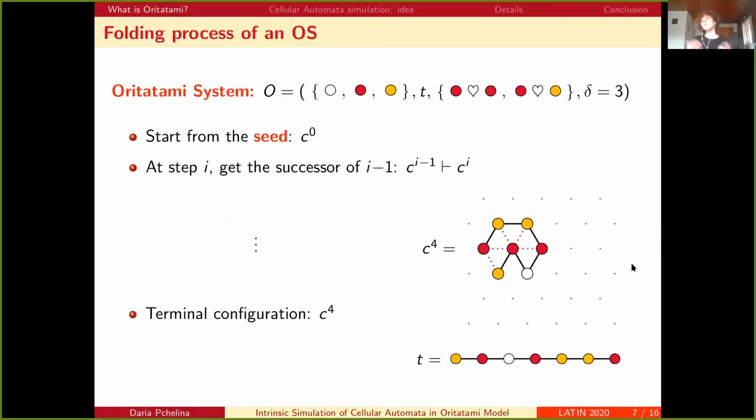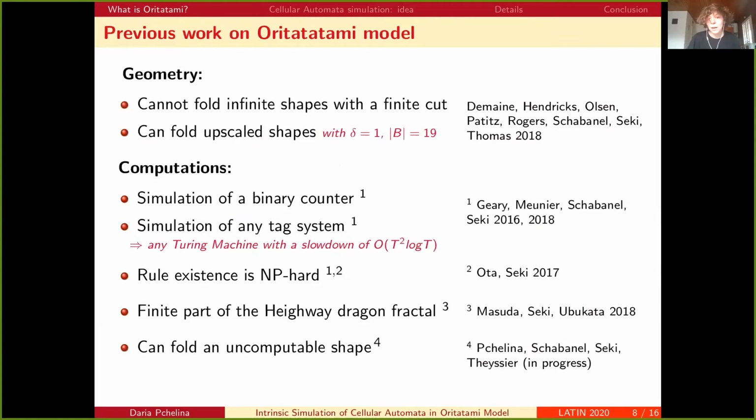So now we have the full theoretical definition of the Oritatami model, and I will show you what's known about it. First of all, one of the goals in this domain is to build shapes. So we know that in Oritatami we can never fold infinite shapes with a finite cut. But for any other connected shape, it can be upscaled and folded using only 19 bit types with delay 1.